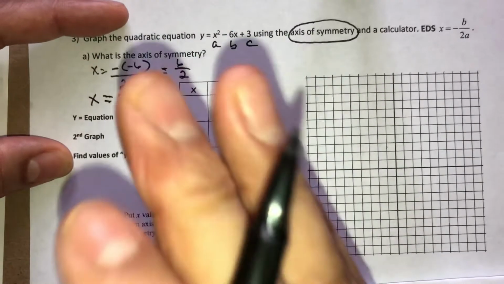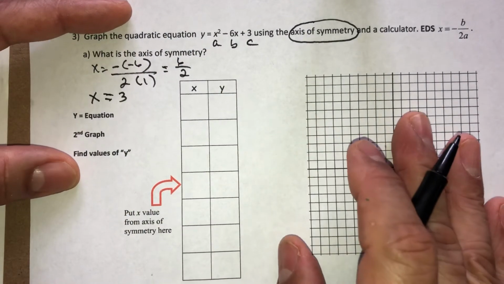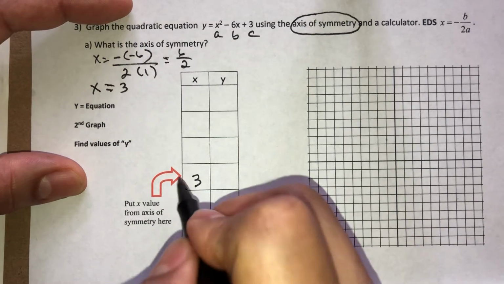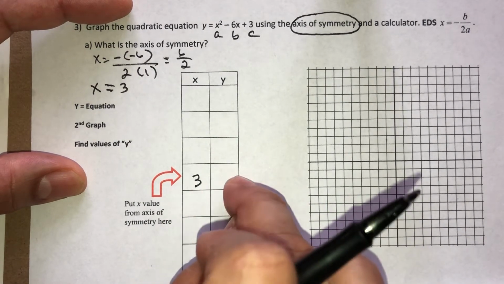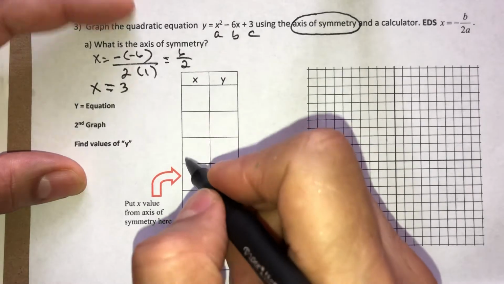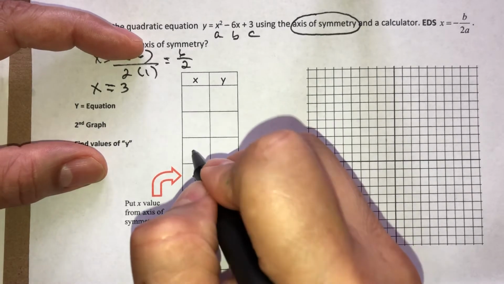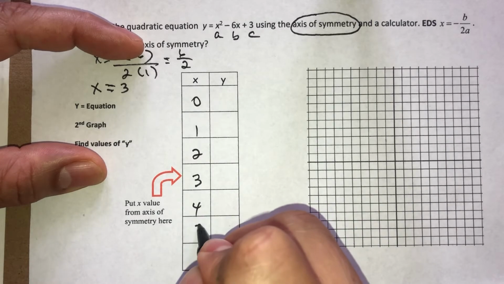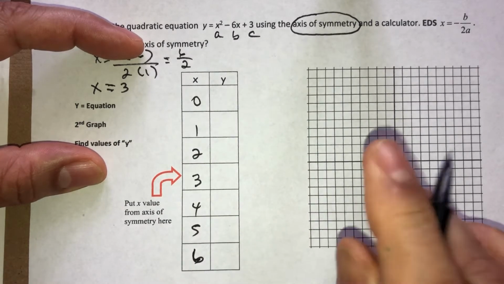So the answer is x equals 3. Don't write just 3, it's x equals 3. So what does my step say? Put the axis of symmetry in the middle. So that's my 3 right there. You know that's going to be the vertex. When I find the value of y, that's going to be my vertex. So 3 numbers smaller than 3: 2, 1, 0. 3 numbers bigger than 3: 4, 5, 6, right?